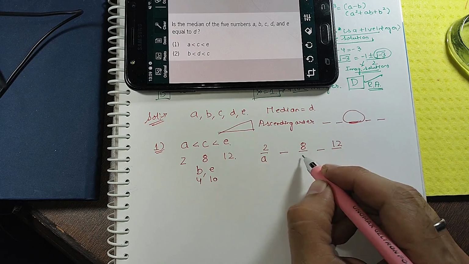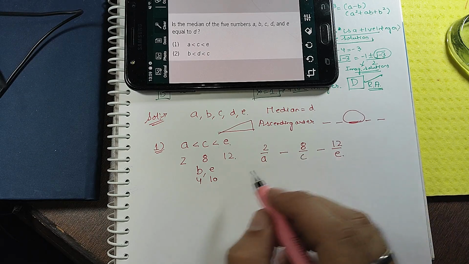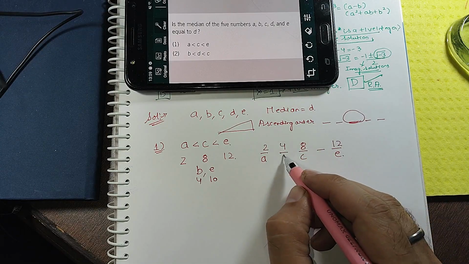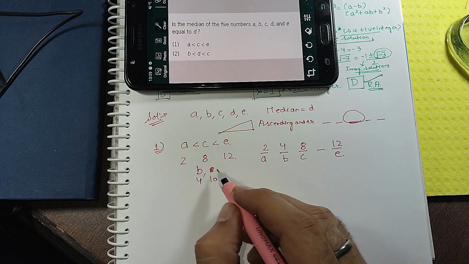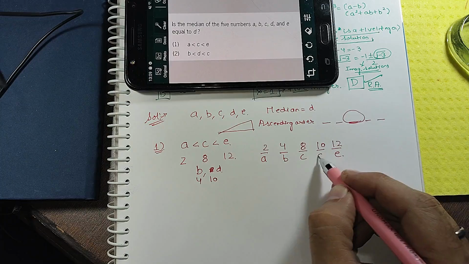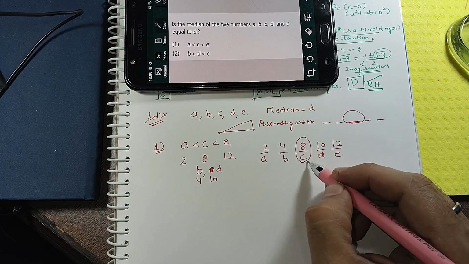So we can arrange it like this. This is A, C, E. B we have supposed to be 4, so it will lie over here. And D, to be 10, so here 10. So in this case, the median becomes C.